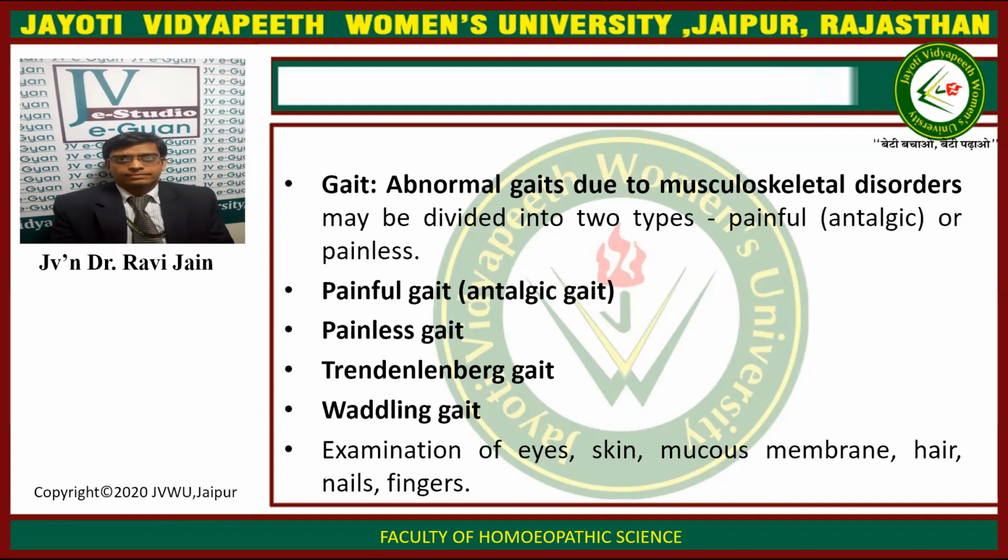Now, what is gait? Gait can be abnormal due to a musculoskeletal disorder. Gait is the pattern of walking of any individual. It can be divided into two parts: the painful gait, that is known as antalgic gait, and the painless gait. There are other gaits also, like the Trendelenburg gait and the waddling gait.